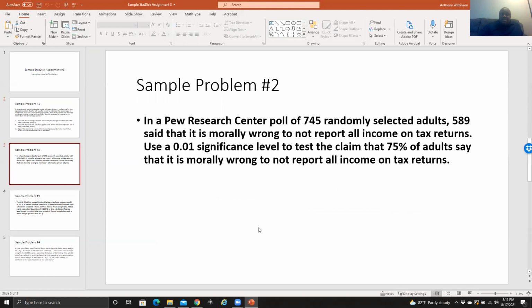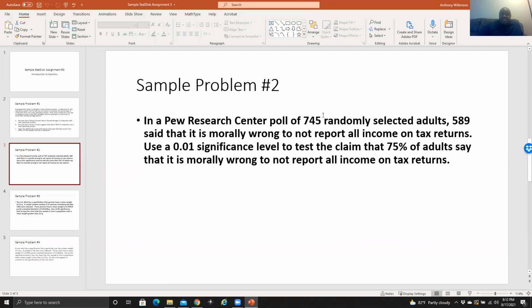Now, in sample problem number 2, we're dealing with a hypothesis testing question. In a Pew Research Center poll of 745 randomly selected adults, 589 said it is morally wrong to not report all income on tax returns. Use a 0.01 significance level to test the claim that 75% of adults say that it is morally wrong to not report all income on tax returns.